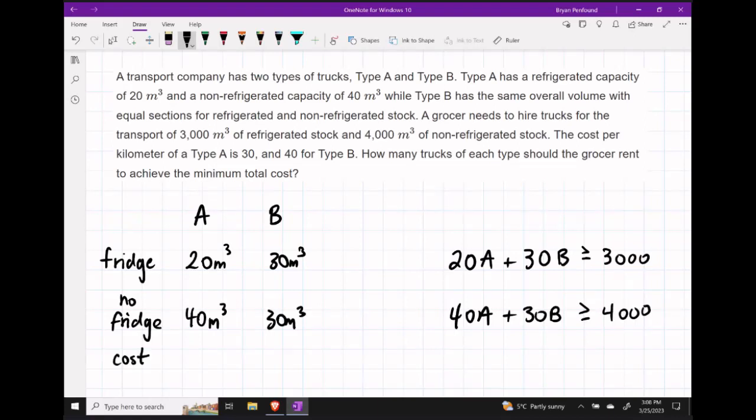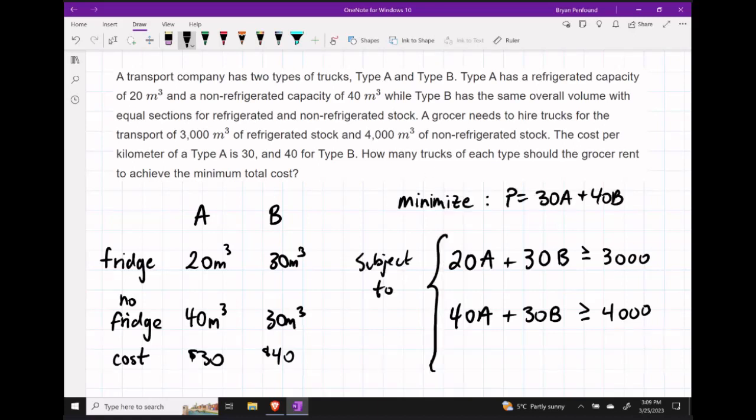Next, let's take a look at the cost per kilometer for our trucks. So the cost per kilometer for type A, let's say, is $30 per kilometer, and for type B, let's say it's $40 per kilometer. The question is, how many trucks of each type should the grocer rent to achieve the minimum total cost? And this is going to lead us to the equation that we're trying to minimize. So our minimization equation is going to be P is equal to 30A plus 40B. And we're going to have the following two constraints. Plus, we probably should also add in that trucks A and B should be positive numbers as well.